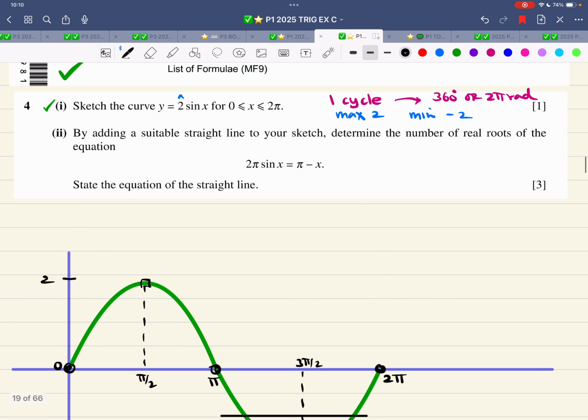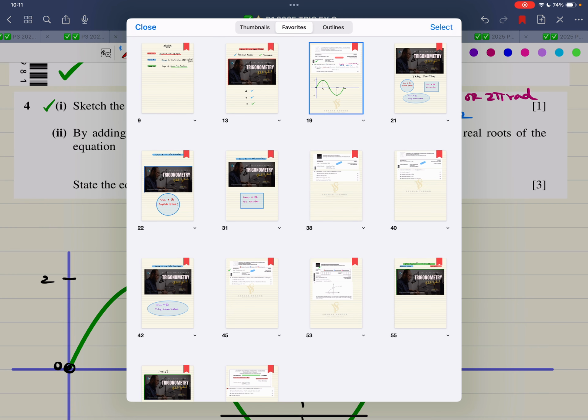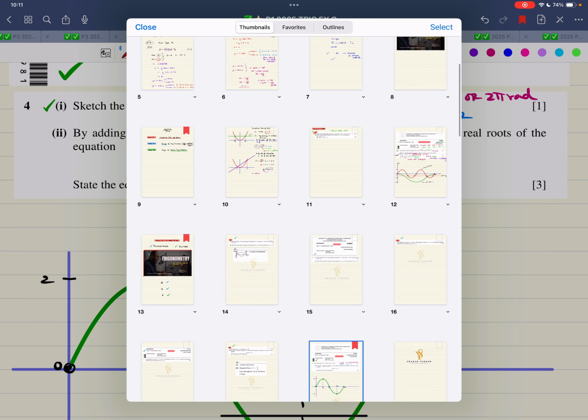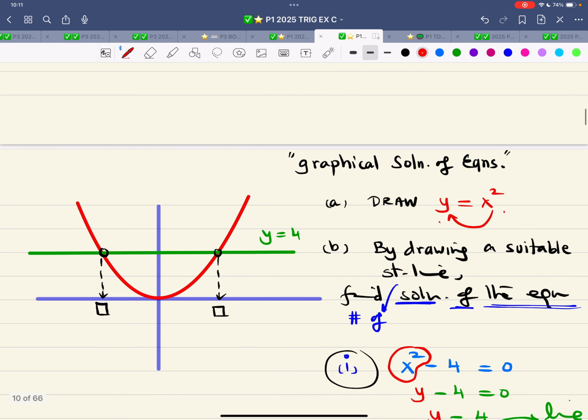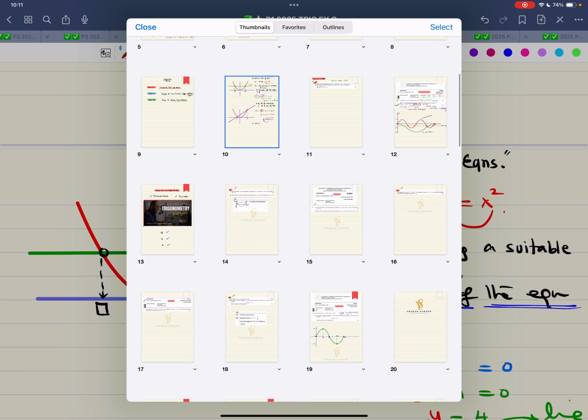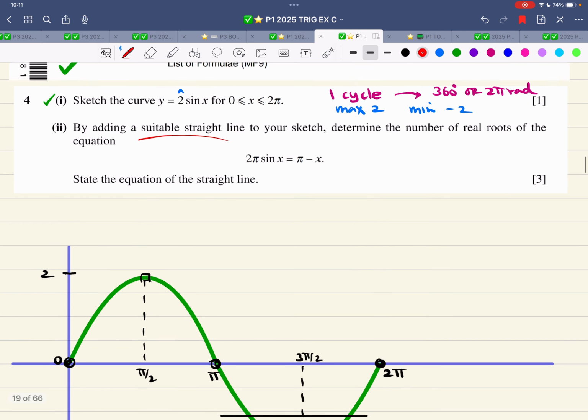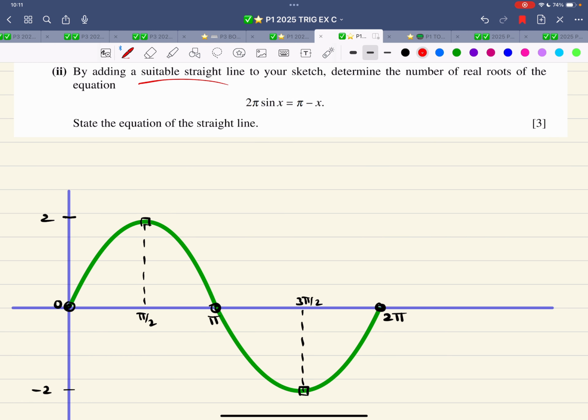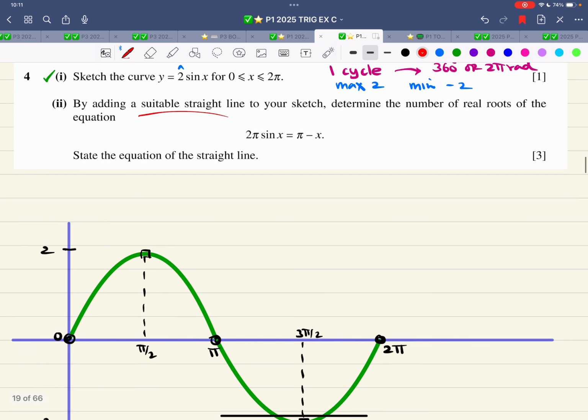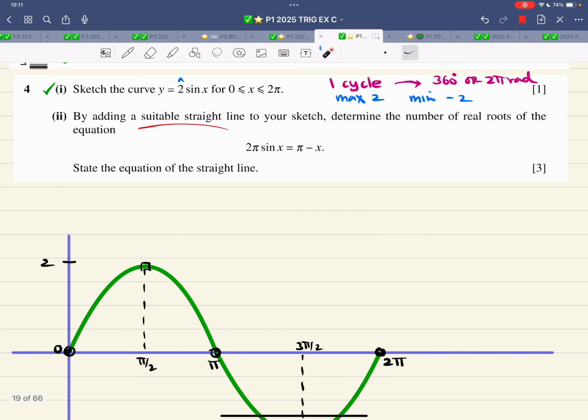Now the next part, that is related with graphical solution of equations. And if I just scroll up a bit, something like this was explained in the premium channel. So let me just explain it to you over here. So now it says, by adding a suitable straight line to your sketch, determine the number of real roots. So now what you do is that you isolate 2 sin x. So let me highlight this. So let me isolate 2, and let me isolate sin x.